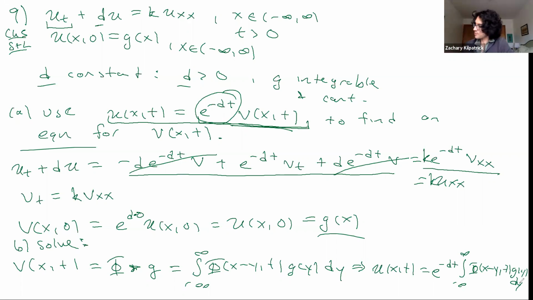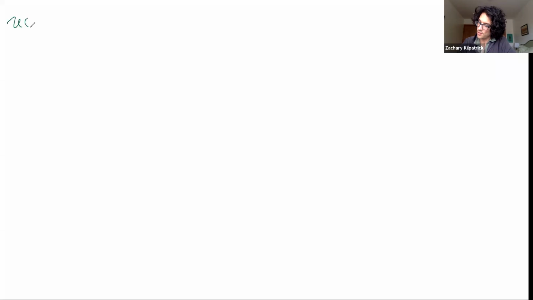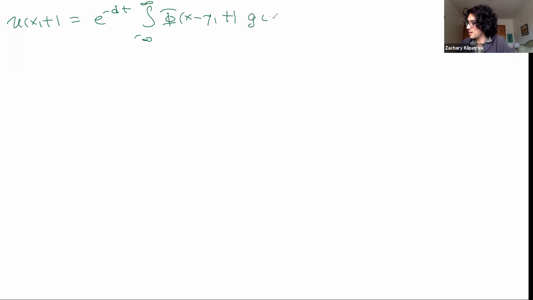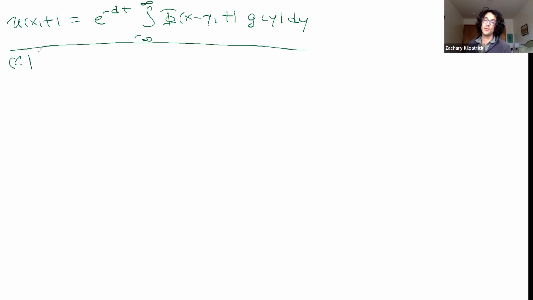Let's rewrite that on the next page. So u of x,t is equal to e to the minus dt times the integral from minus infinity to infinity of phi of x minus y, t, g of y dy. So that's our solution. What were the steps? Change variables, solve the initial value problem in the changed variable, change variables back. Don't forget to change variables back when you use a technique like this.